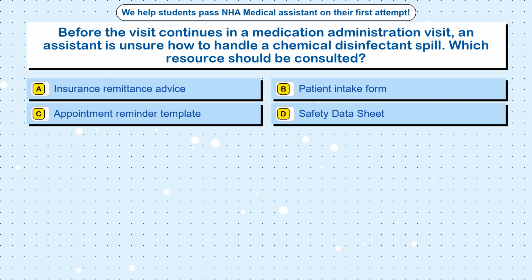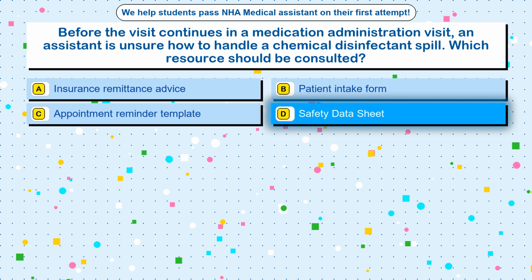Question 15. Before the visit continues in a medication administration visit, an assistant is unsure how to handle a chemical disinfectant spill. Which resource should be consulted? Option A. Insurance remittance advice. Option B. Patient intake form. Option C. The appointment reminder template. Option D. Safety data sheet. The correct answer is option D.